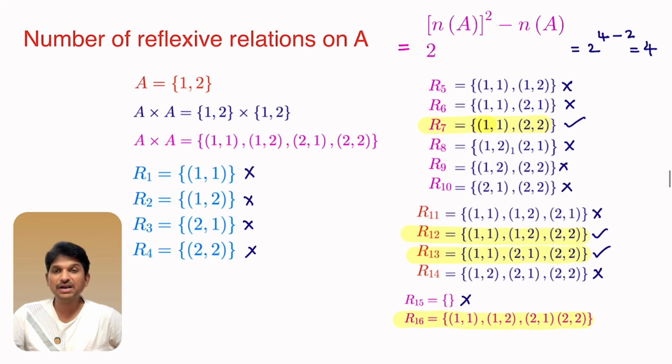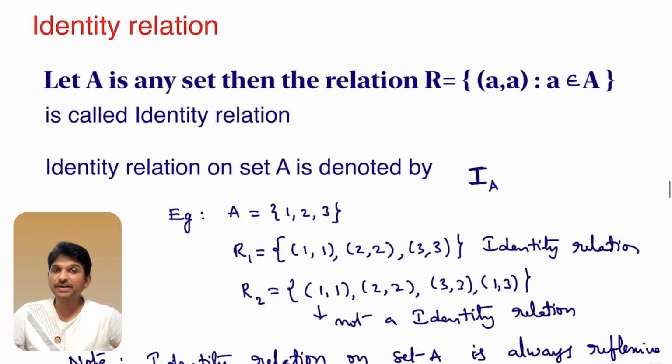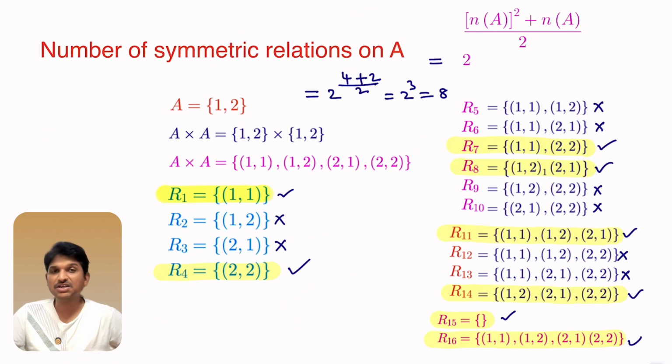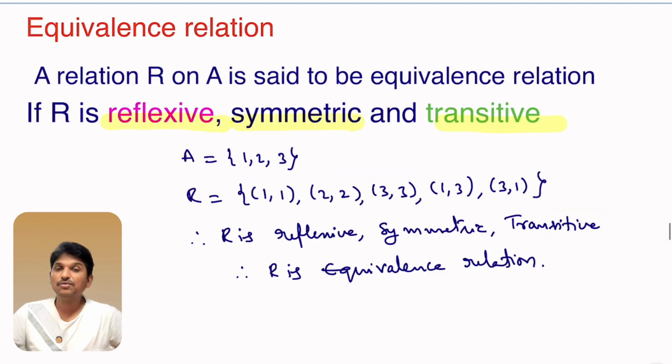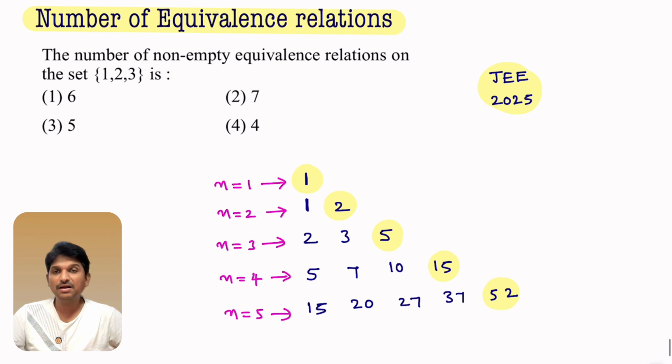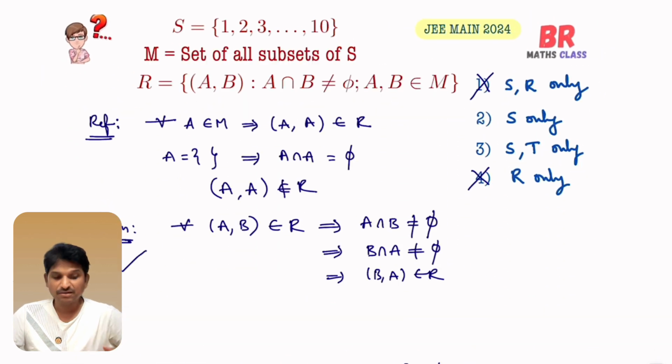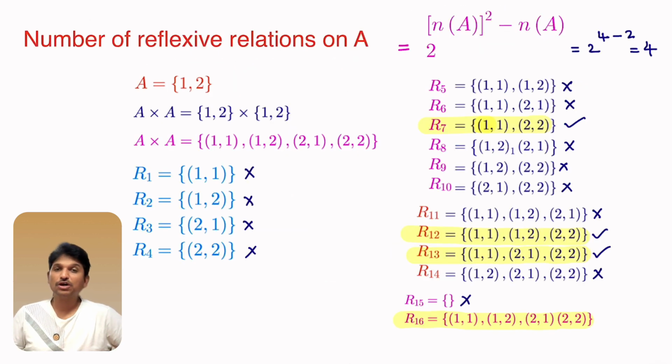In this class, we will learn reflexive relation, number of reflexive relations, and very good examples to understand the number of reflexive relations. We will also learn the difference between identity relation and reflexive relation, symmetric relation, number of symmetric relations, and very good examples to understand the number of symmetric relations on set A. We will learn what is equivalence relation and the number of equivalence relations. You see, this is a question given recently in JEE on the number of equivalence relations, and some previous year JEE questions on the relations topic. See, this is the question given in JEE Main 2024. So these are the things we are going to cover in this video.